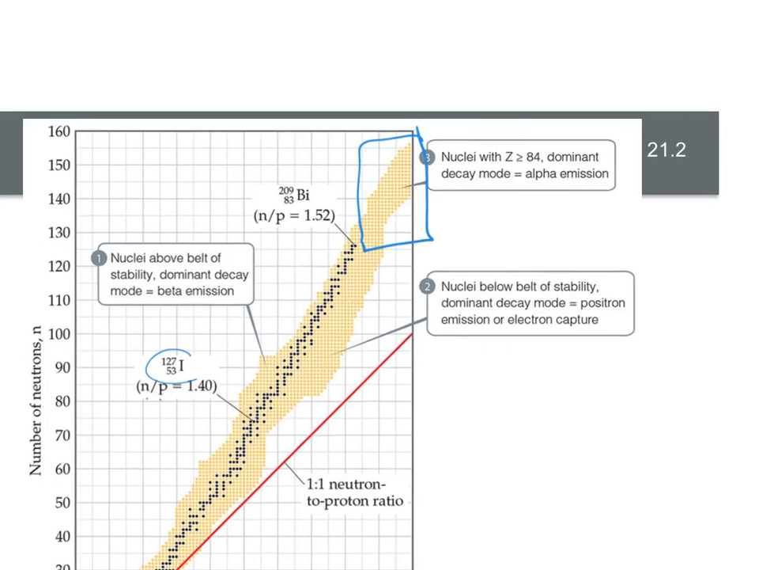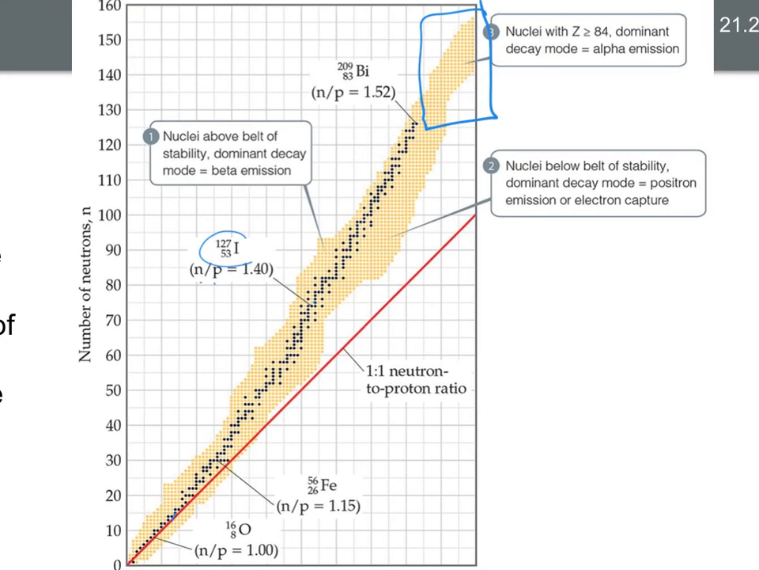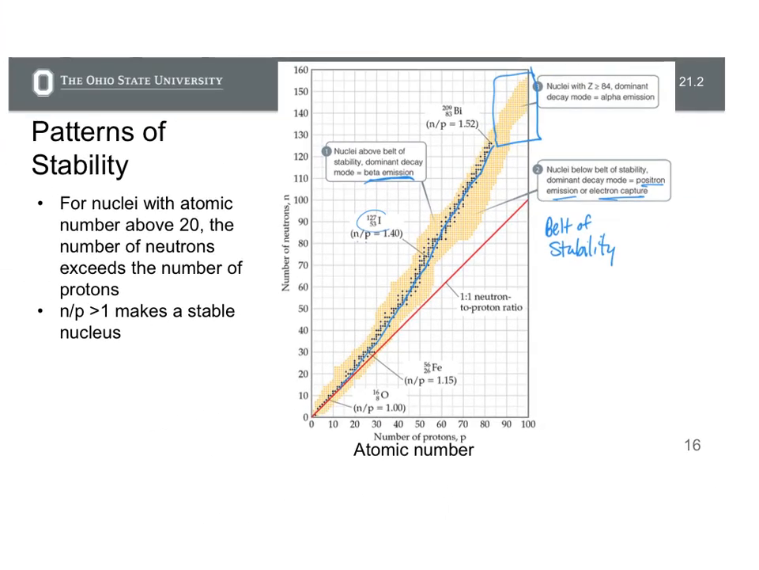And then there's a couple other rules. Let's call this line with the blue dots the belt of stability. Any of the nuclei located above that belt are most likely going to decay by beta emission, and anything below that belt could decay by positron emission or electron capture. So there's a couple of ways you can predict what's going to happen. You might see some problems like that.